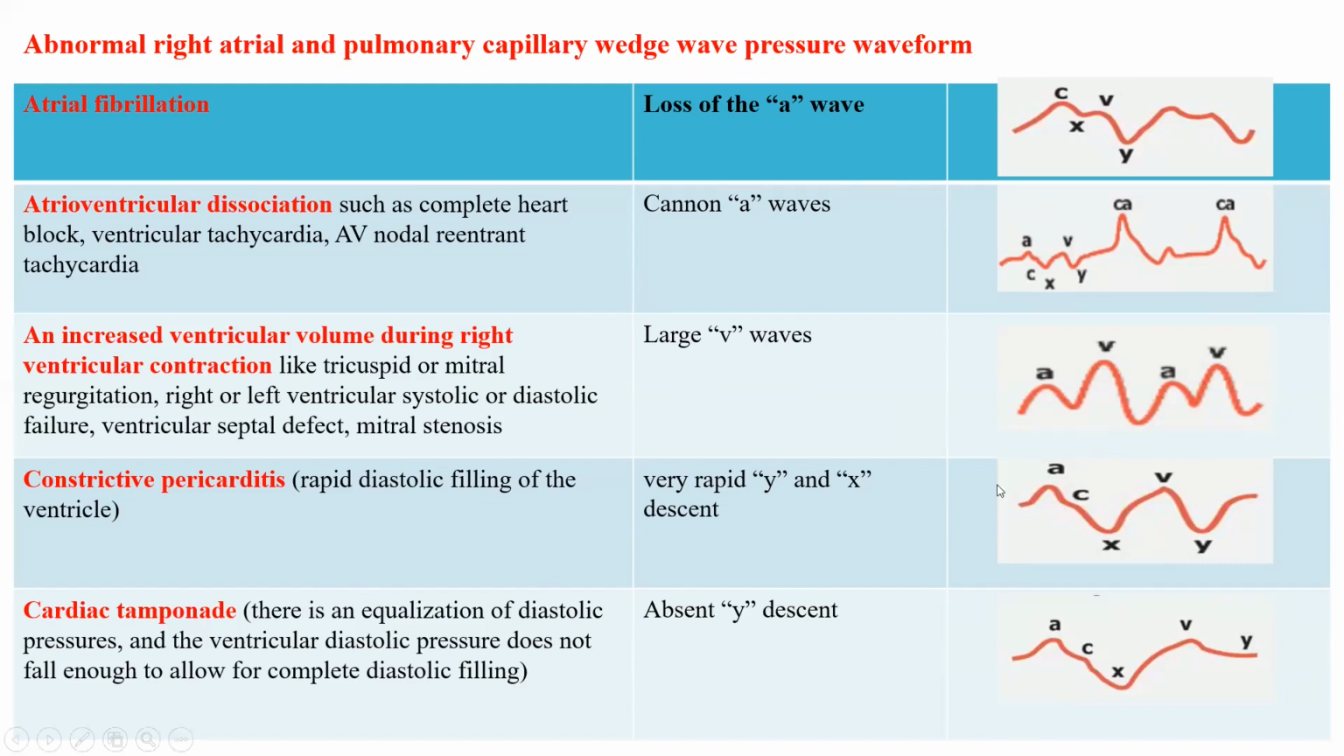And in constrictive pericarditis, due to the rapid diastolic filling of the ventricle, there is a very rapid X descent, and similarly, there is a very rapid Y descent. In patients with tamponade, there is equalization of diastolic pressures and no sufficient time for adequate diastolic filling of the right ventricle, and therefore there is usually a blunted Y descent or even absent.